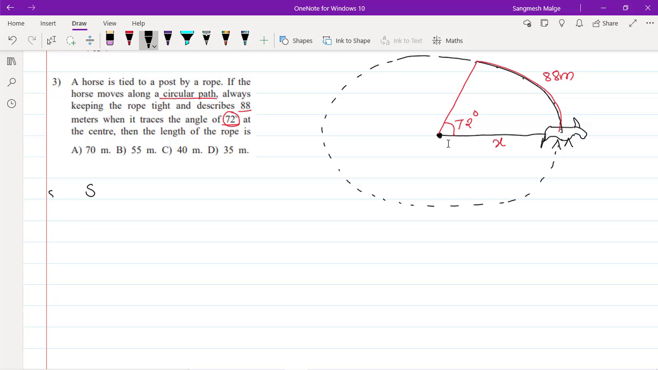So step number 1 is: write down the given information. Here S is equal to 88 meters and theta is equal to 72 degrees. Step number 2: what you have to find out? Find the rope length, which in this case we have given the name X.